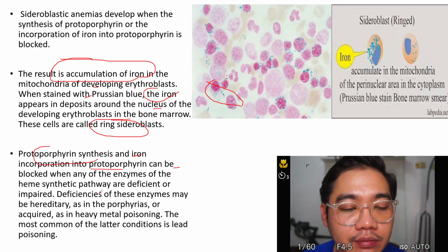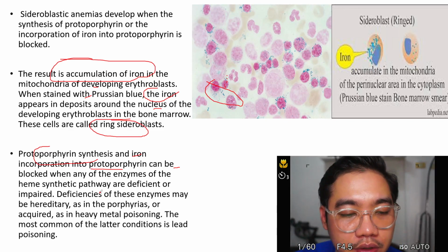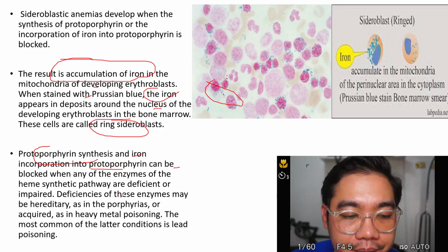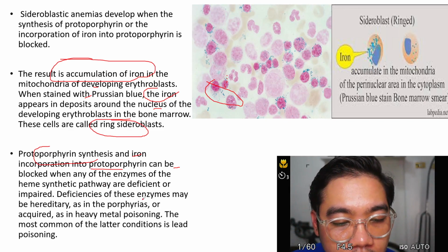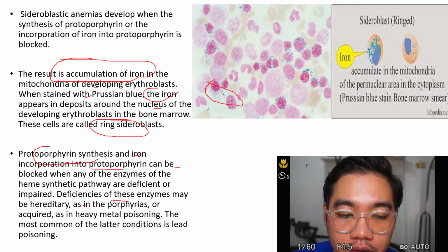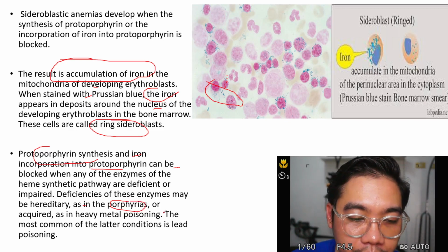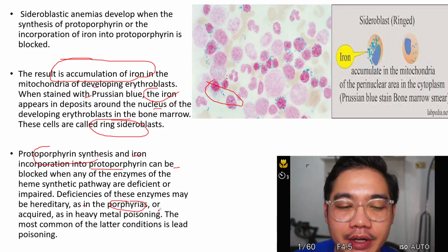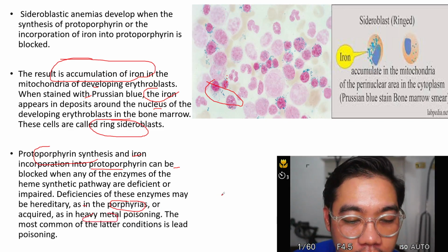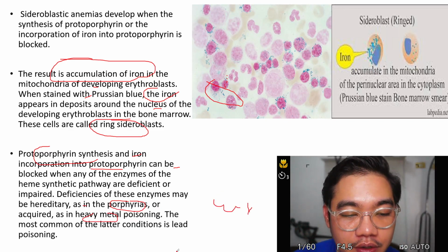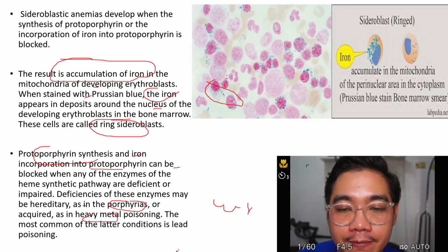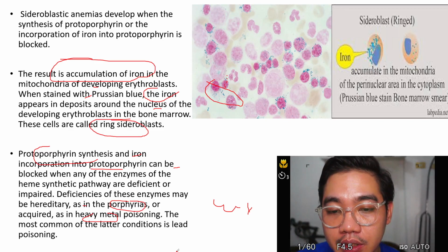Protoporphyrin synthesis and iron incorporation into the protoporphyrin can be blocked at any of the enzymes. There are many enzymes in your synthesis, and they are either deficient or impaired. Deficiencies of these enzymes may be hereditary, such as in porphyrias, or acquired, as in heavy metal poisoning, also known as lead poisoning. The most common heavy metal poisoning is lead, but many heavy metals can cause this.